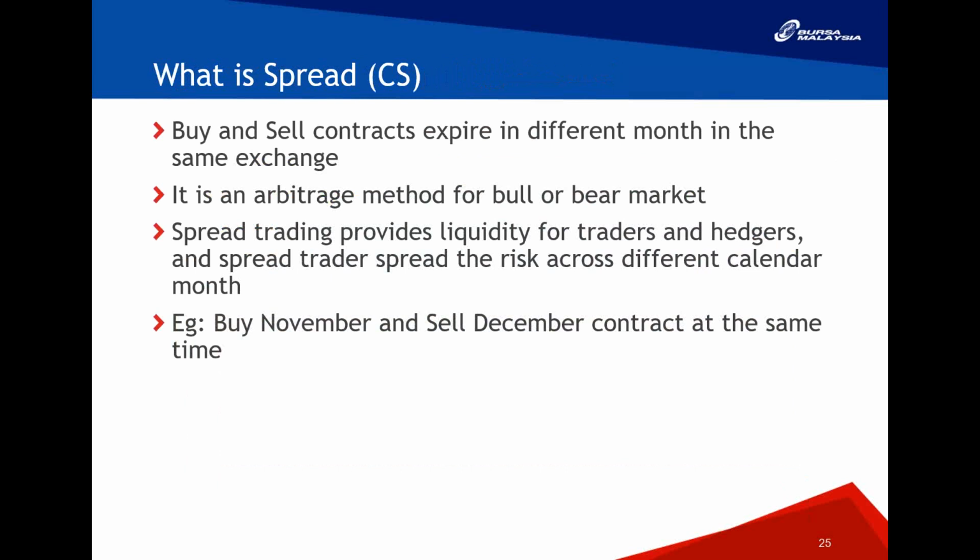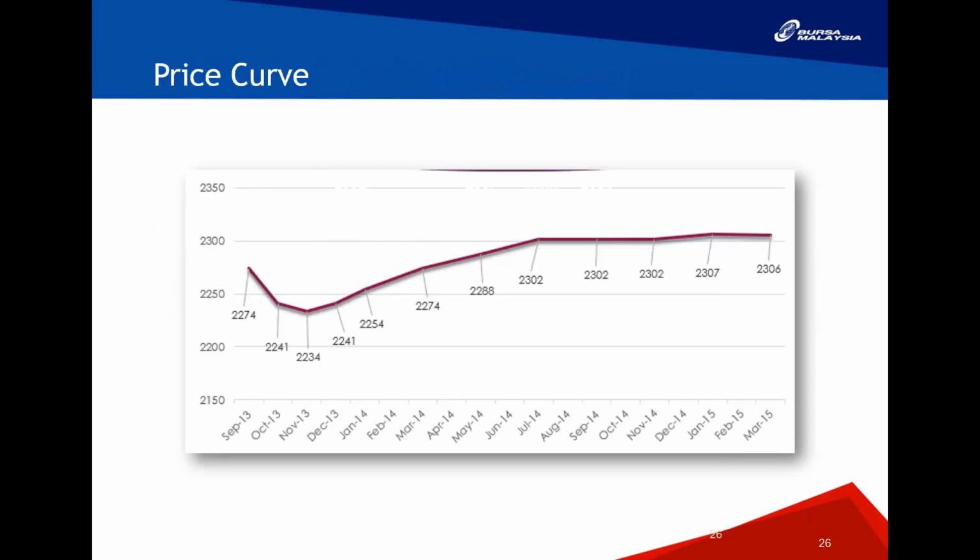So an example of doing a spread trade will be, let's say you buy the November and sell the December contract at the same time. You can do one first and the other later, but usually the way I trade is I do it simultaneously. Before that, let me explain how a price curve works in spread, in order to explain the spread.